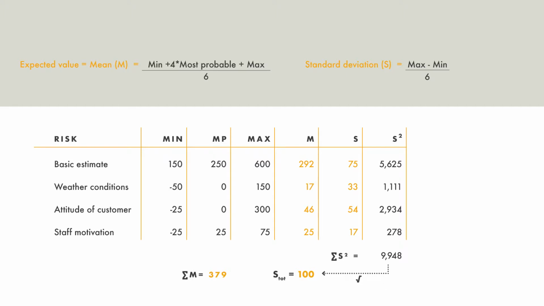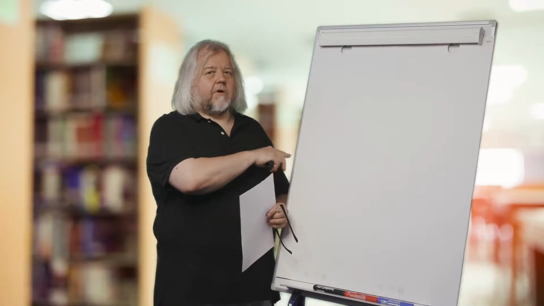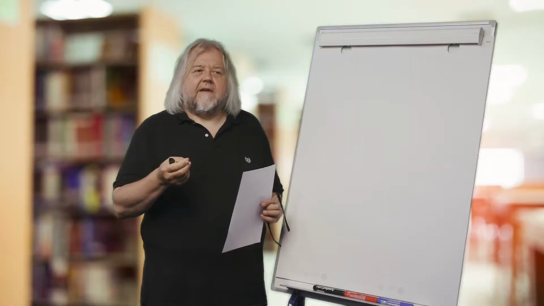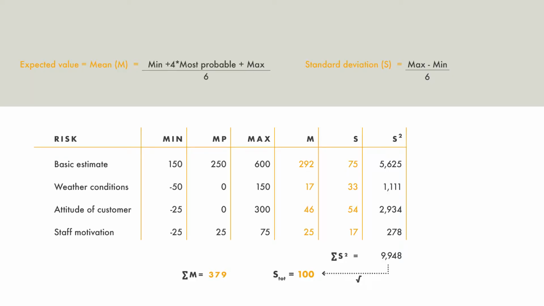But then we have recognized that there are other risks that we should also consider and calculate for our project. For example, we might need to build this flipboard stand outdoors, and the weather conditions are a significant risk. We have estimated the minimum at -50. Please note that there is a favorable potential outcome of cost reduction of 50 euros due to weather conditions. But then the most probable value of weather conditions is 0 and the maximum is 150, another skewed probability distribution. Then attitude of the customer, staff motivation.